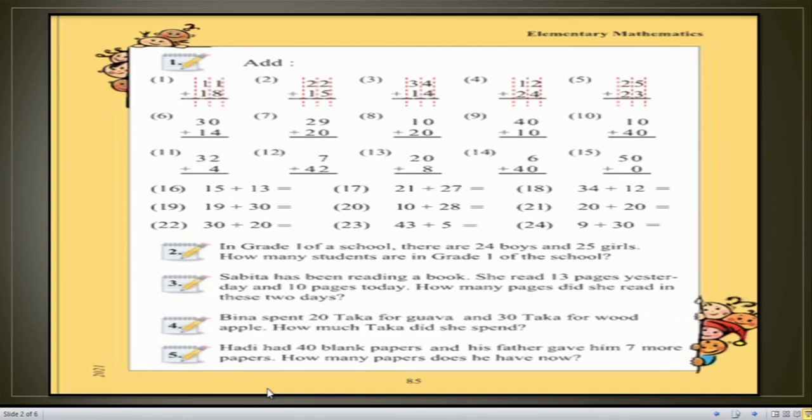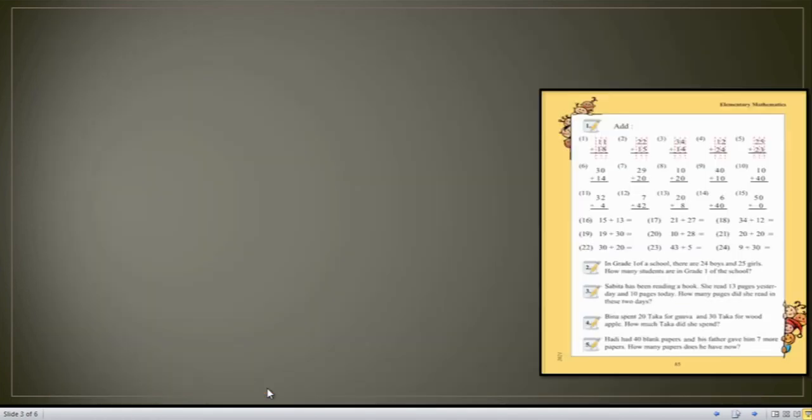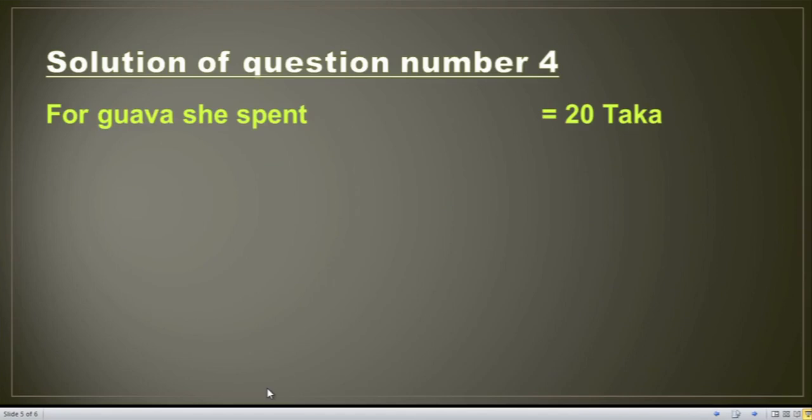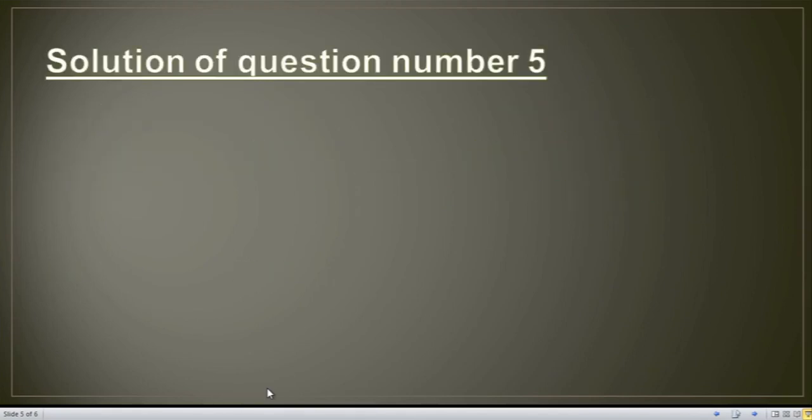How can we do it? Now I will show you the answer to that question. So let's go to the board and try to solve this question. In the first line you should write the solution of question number 5, and then you should write Hadi had 40 papers. Dear students, you know that in the first line there was a line that Hadi had 40 papers, and that is why I write here that there were 40 papers.